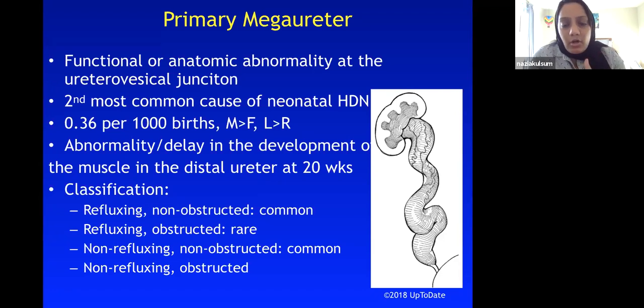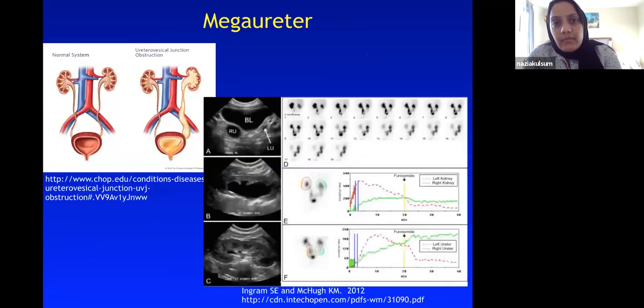You can see a refluxing but non-obstructed ureter, a refluxing and obstructed ureter, a non-refluxing, non-obstructed ureter, and a non-refluxing and obstructed ureter. So the only way to know if this ureter is refluxing is to do a VCUG. And for obstruction, you would do more of a renal functional scan, and we'll talk about it. So this is a Lasix scan or a renal scan that we do.